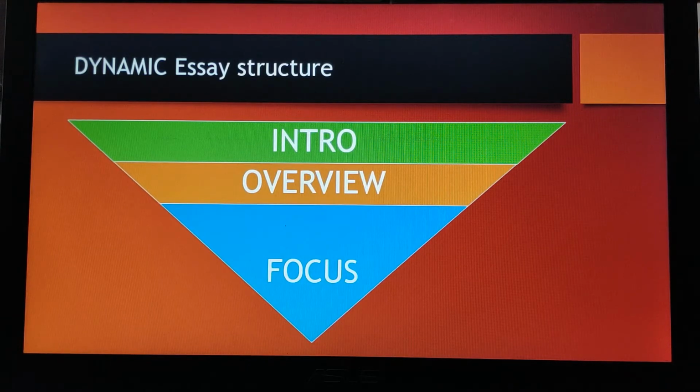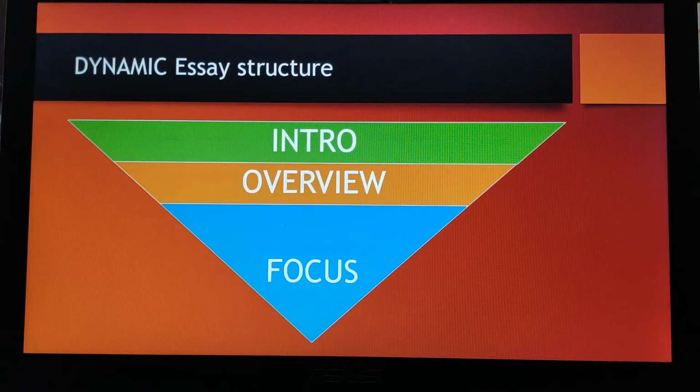So the task 1 essay structure is very easy. Actually it looks like a filter. You start from the very general, then you make it more focused, and at the very end you focus on the detail, so this is kind of a 3-layer filter, with different fractions.